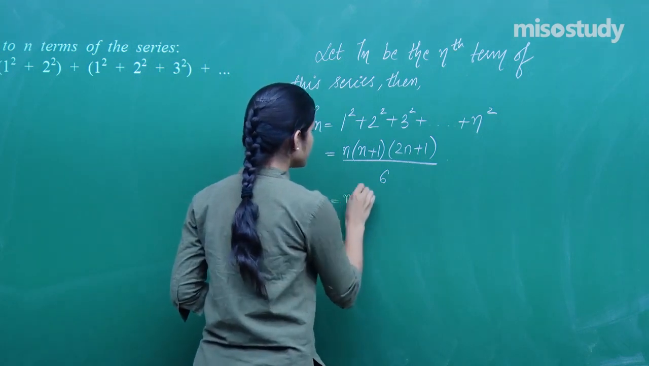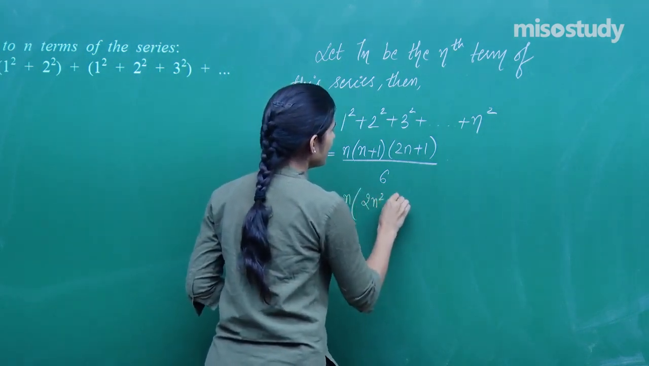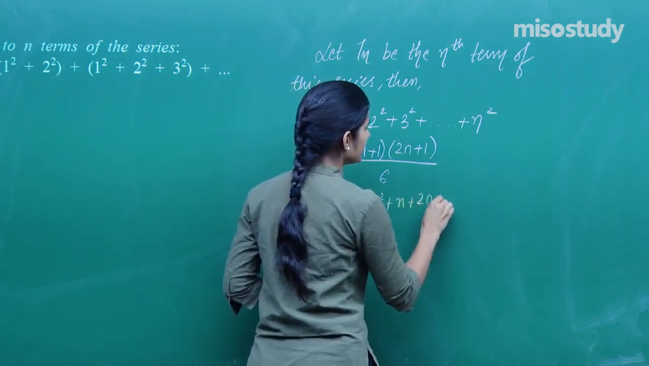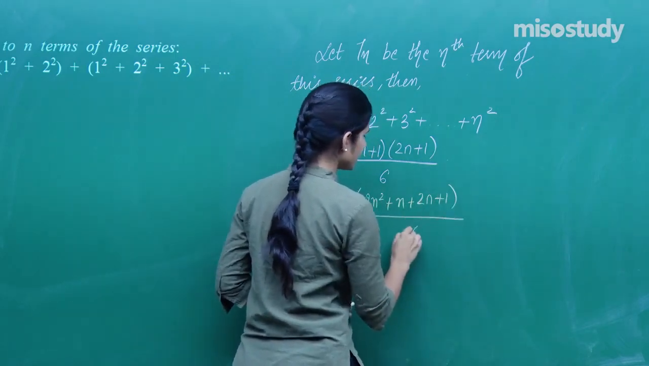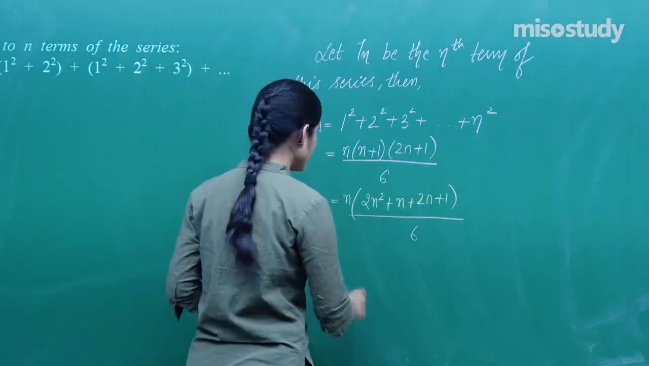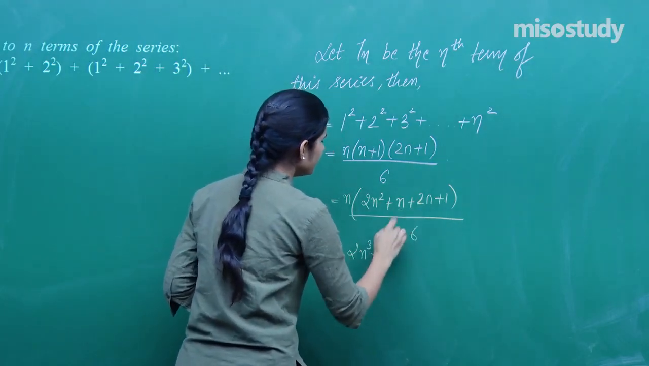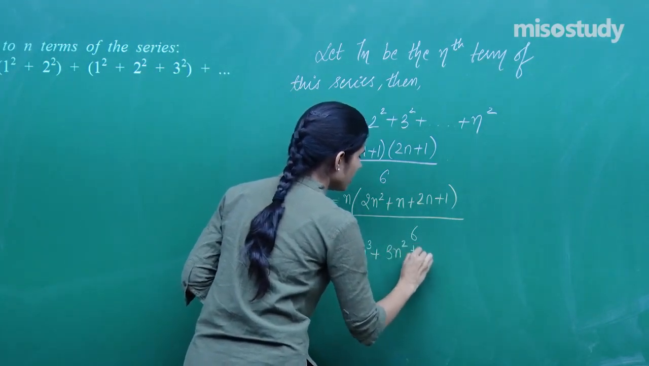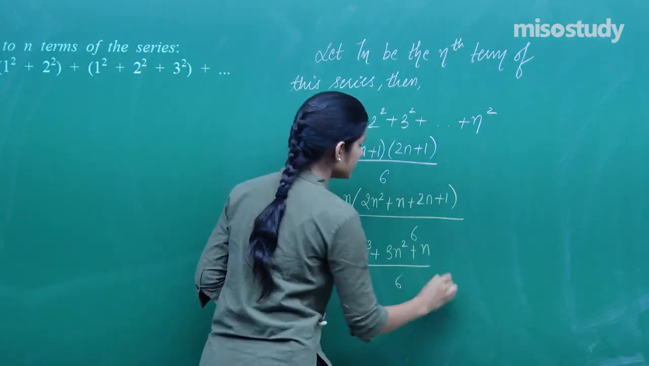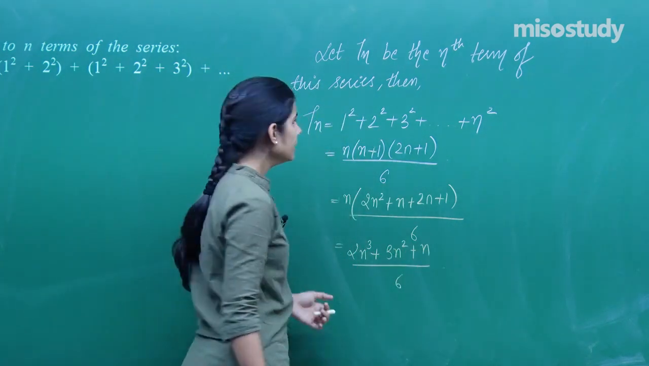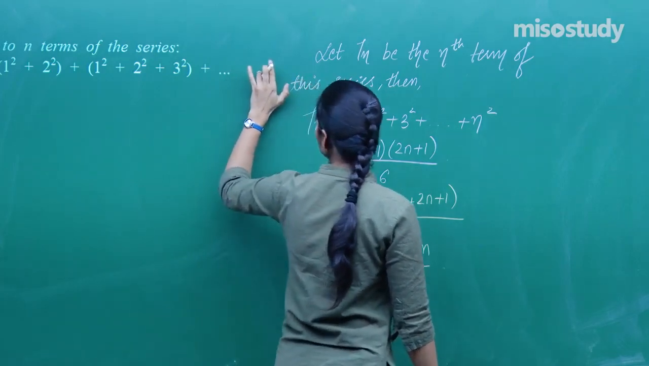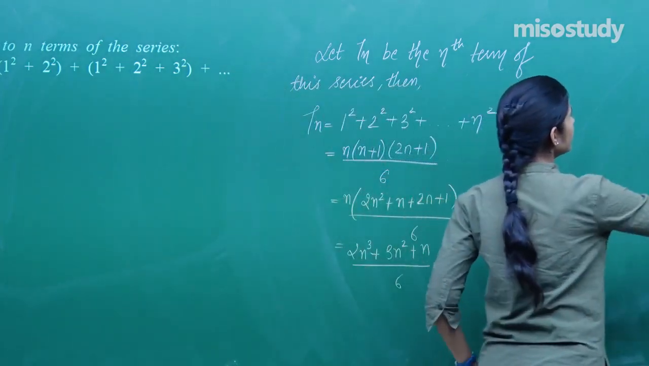Open this up, you get 2n square plus n plus 2n plus 1 whole upon 6. 2n plus n is 3n. So here you write 2n cube, this is 3n into n, so 3n square, plus n, whole upon 6. This is your nth term. The moment you have got the nth term, how do you compute the sum up to n terms of this series?